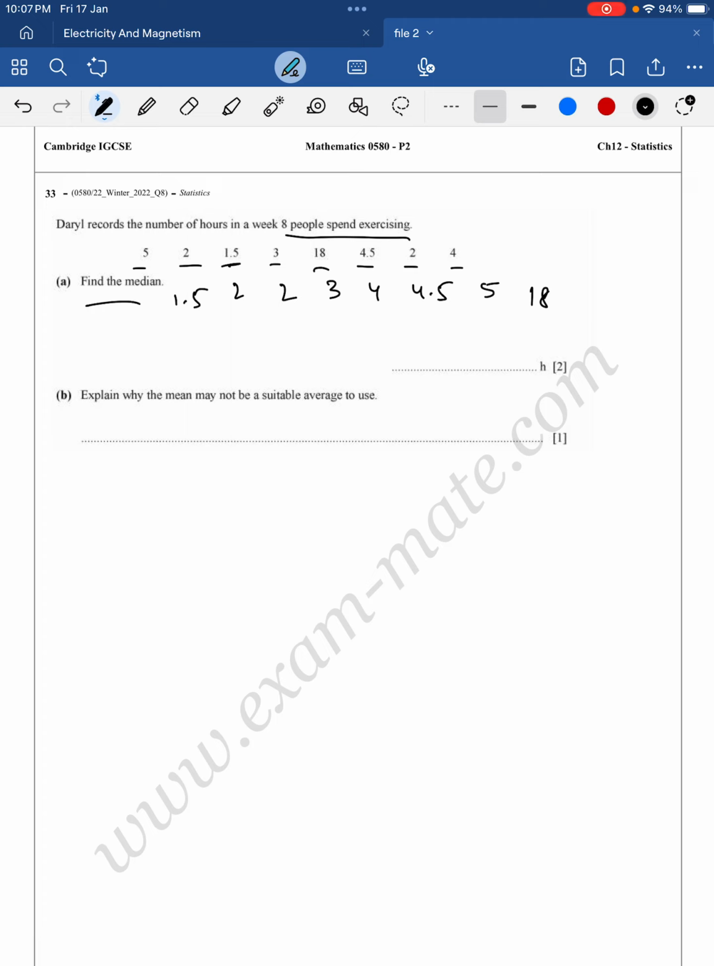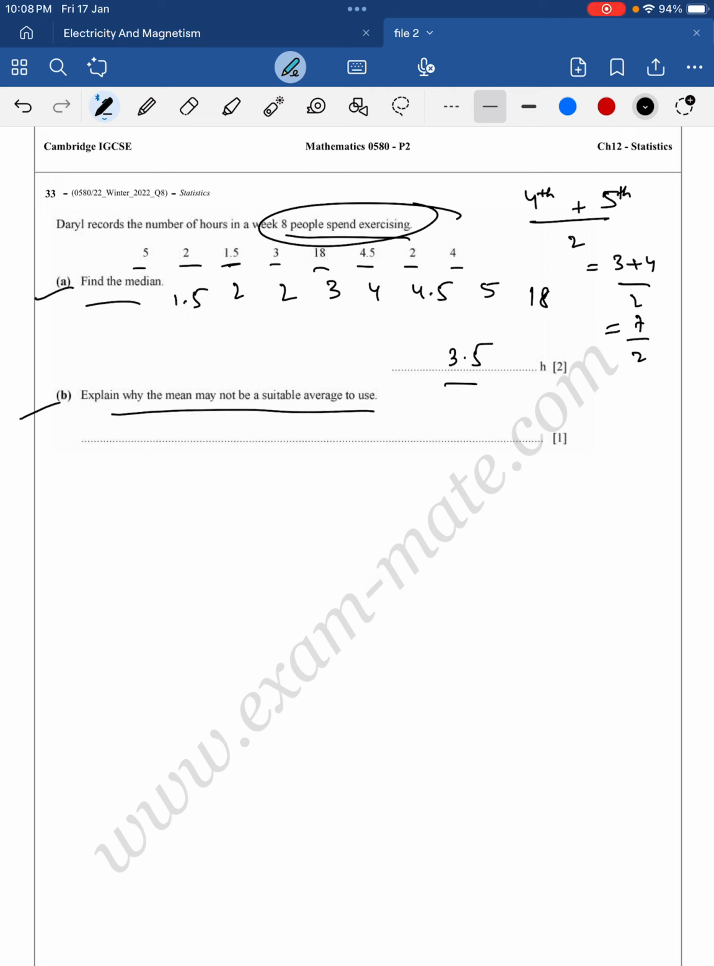Now find the median. So again, it's an even number of data values. n upon 2 is 8 upon 2, fourth, and 8 plus 2 is 10, 10 upon 2 is fifth. Adding the fourth and fifth values upon 2. Fourth is this, fifth is this. So 3 plus 4 upon 2, which is 7 upon 2, which equals 3.5 hours. Clear?